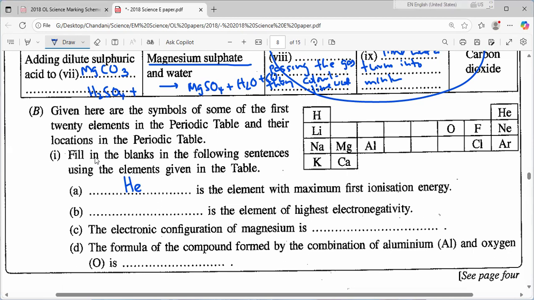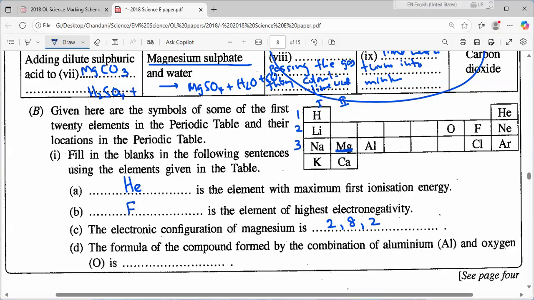Second one is the element with the highest electronegativity. Group 7 elements have the highest electronegativity. Out of fluorine and chlorine, fluorine has the highest electronegativity. Electronic configuration of magnesium: magnesium belongs to the third period, group 2. So it is 2 in the first energy level, 8 in the second energy level, and 2 in the third energy level. So 2,8,2.